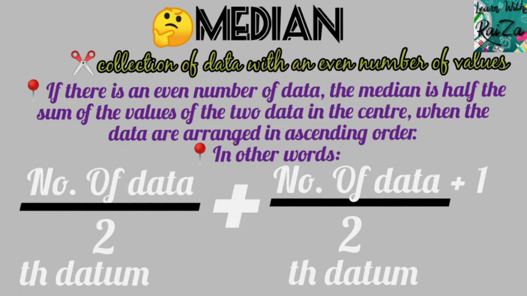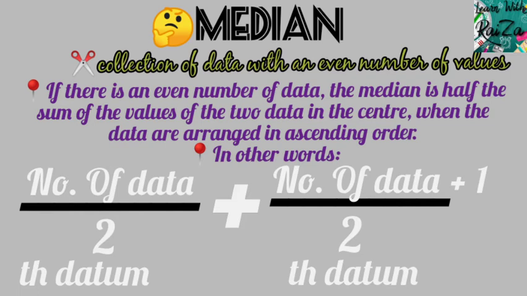So the situation you have to complete is that the data should be arranged in ascending order. Even in the case of odd numbers, and even in the case of even numbers, the set of data should be arranged in ascending order. So that's what I told you. In mode, this rule is not applicable. We don't need to arrange in ascending order to find the mode. But when finding the median, we have to arrange the collection of data in ascending order.